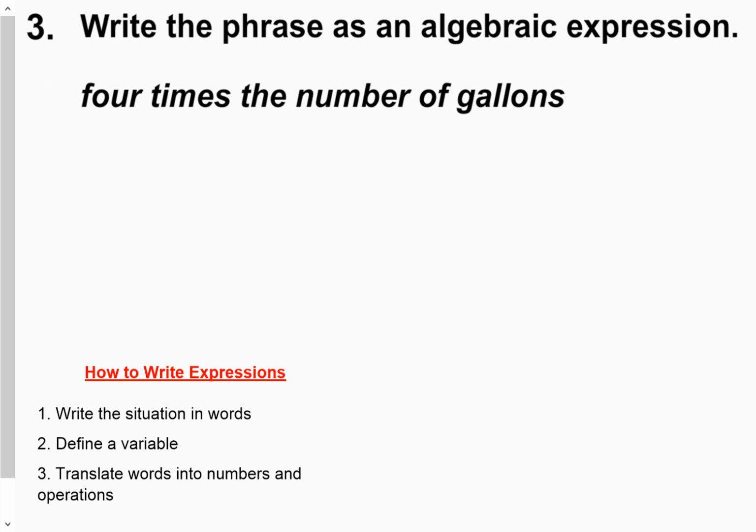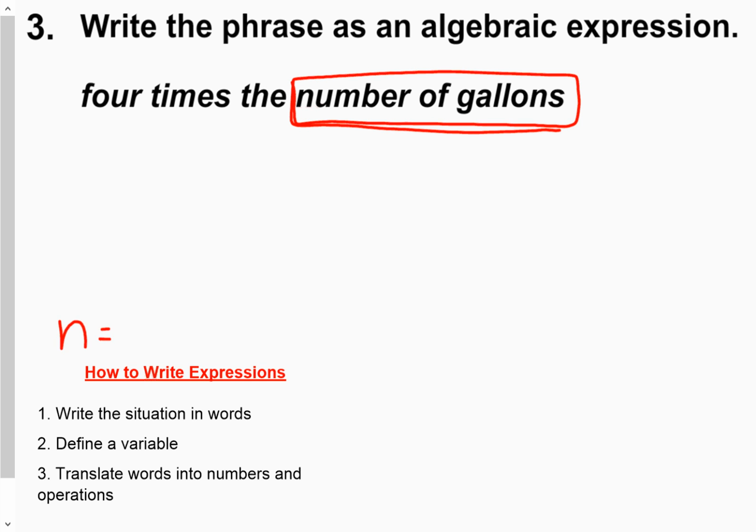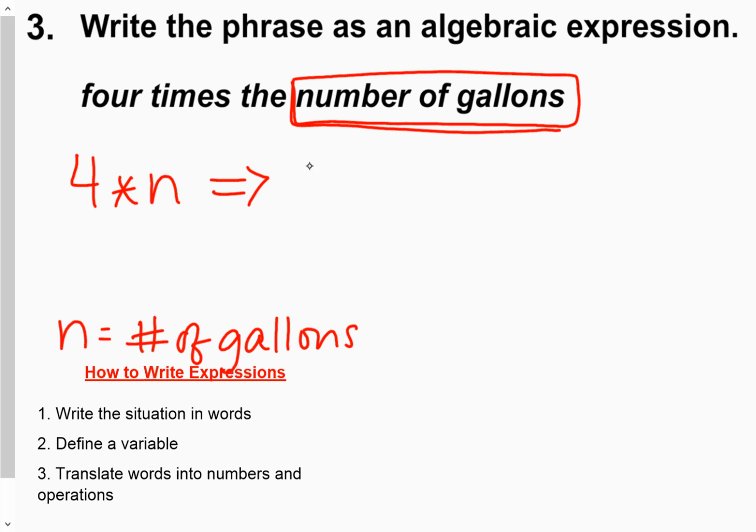Here's another example, number 3. Write the phrase as an algebraic expression, 4 times the number of gallons. So we have to decide what we don't know. We don't know the number of gallons. So we're going to pick a variable, N. N is fine. You could have used G if you want. So N equals the number of gallons. Okay, and it says 4 times the number of gallons. That actually can be simplified as 4n because when you have a number and a variable together, that means they're being multiplied. So 4n is perfect.